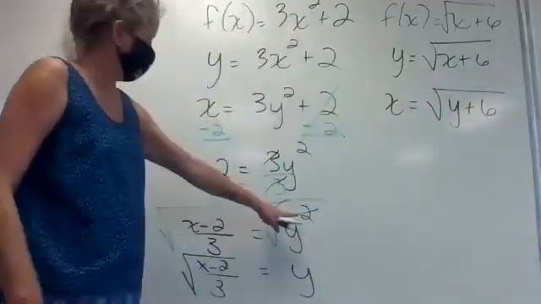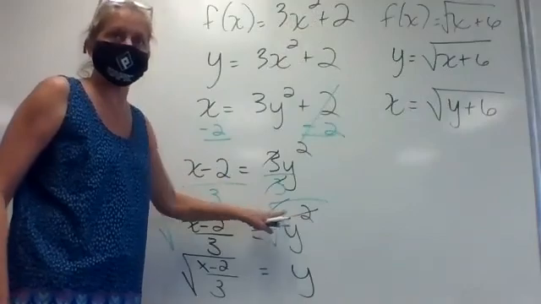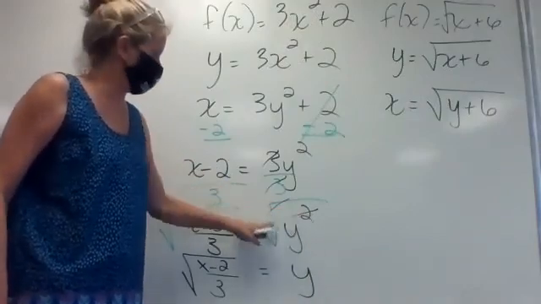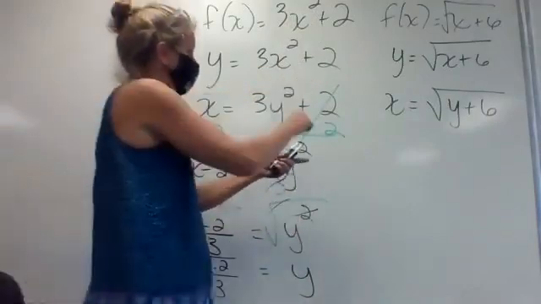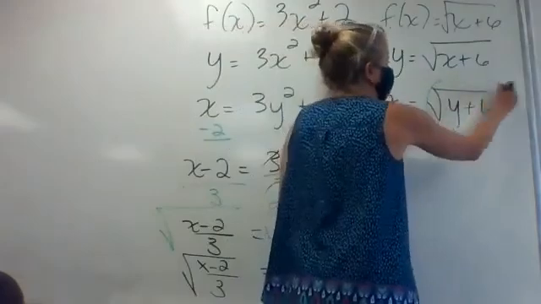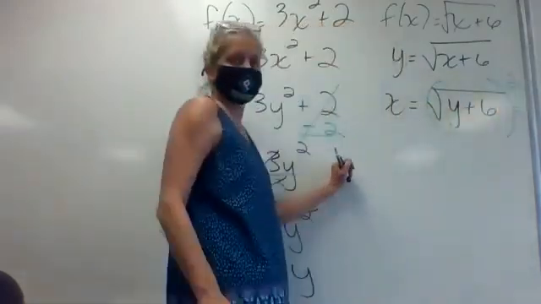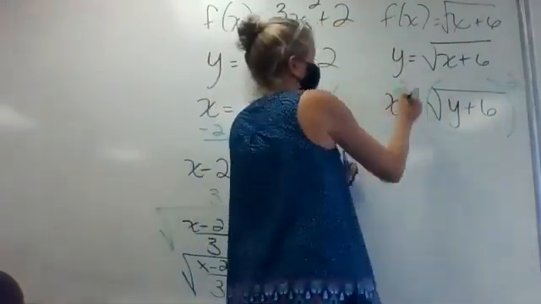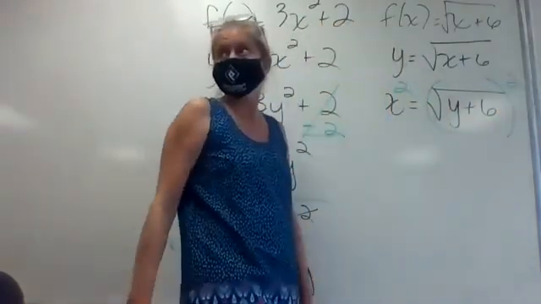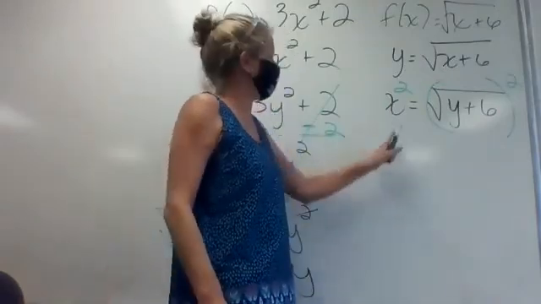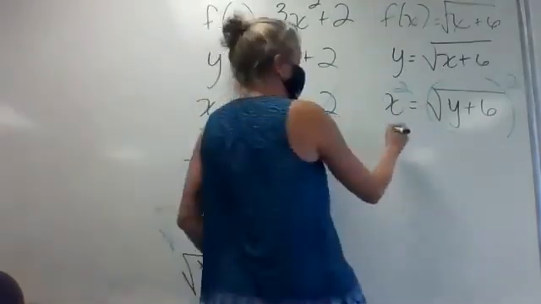So these two things are opposite operations, right? I use the square root to knock out my squared. So now I just need to knock out my square root. So I'll do the opposite of it, which is square both sides. So here, I've got x squared.